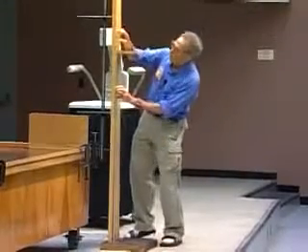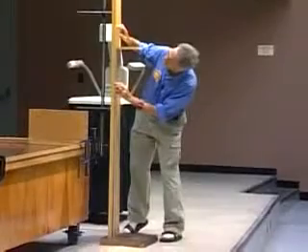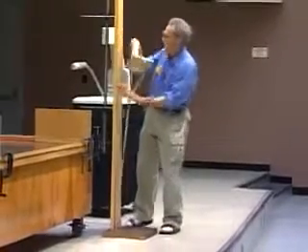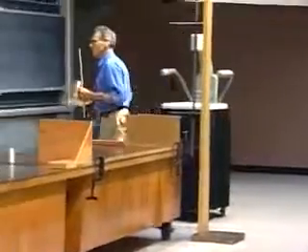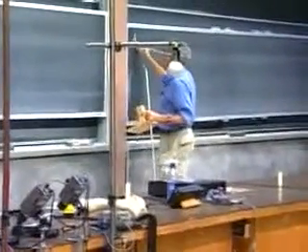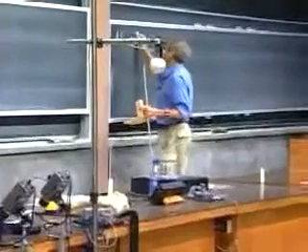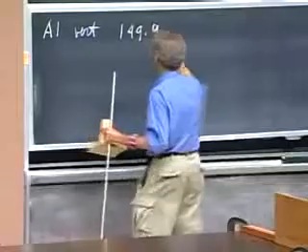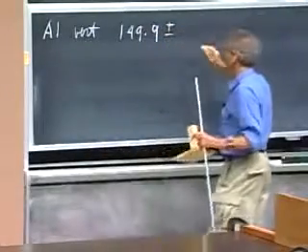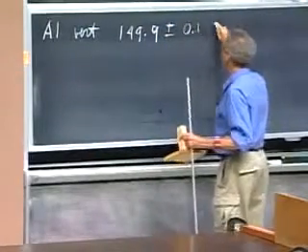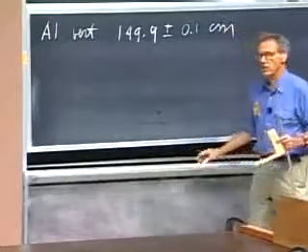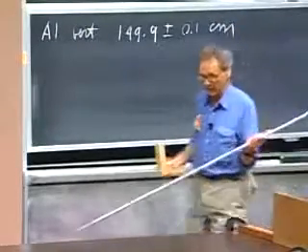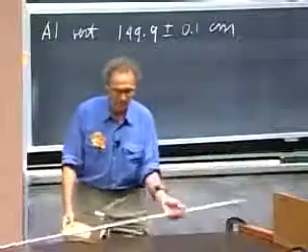So I measure here 149.9 centimeters. This is the aluminum bar in vertical position, 149.9. But I would think that the uncertainty of my measurement is probably 1 millimeter. I can't really guarantee you that I did it accurately any better. So that's the vertical one.